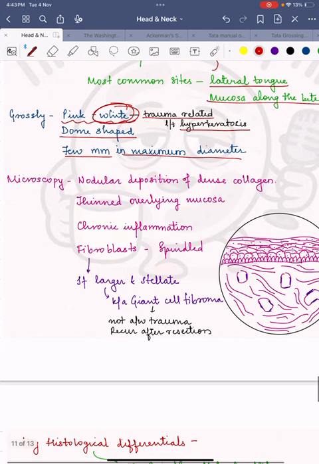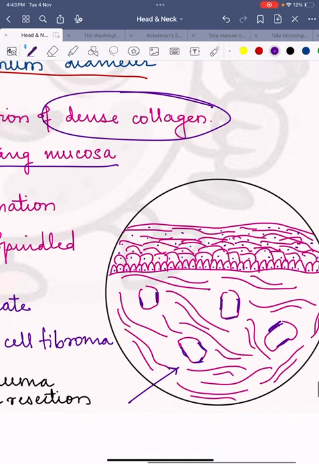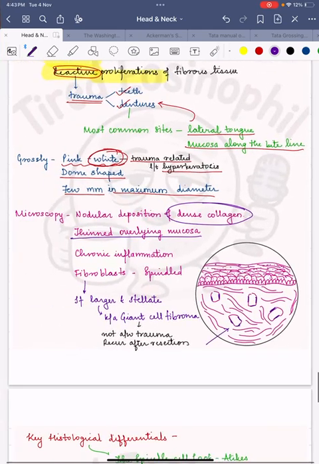Now on microscopy, they are nodular depositions of dense collagen. As we can see in this diagram, the pink lines that we see here are the dense collagen. The overlying mucosa is thinned, as we can see that the mucosa is not dipping inside. This is also called the atrophic epithelium. It is also showing features of parakeratosis. As we can see, the nuclei are retained even on the surface.